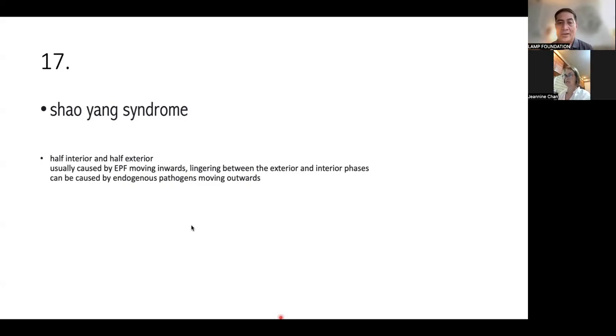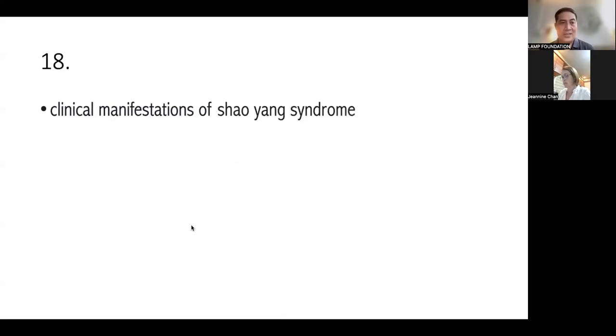Okay, so since this is a syndrome, we expect a lot of symptoms and signs. So what are the clinical manifestations of Shaoyang syndrome? Alternating fever and chills, fullness and oppression in the chest and hypochondria, bitter taste in the mouth, dry throat, dizziness, blurred vision, reduced appetite, vexation, nausea, vomiting, and a wiry pulse.